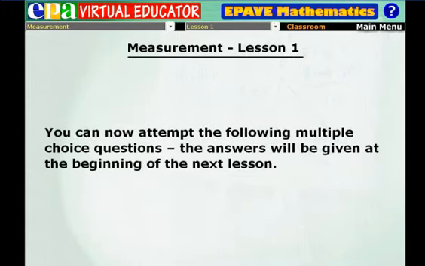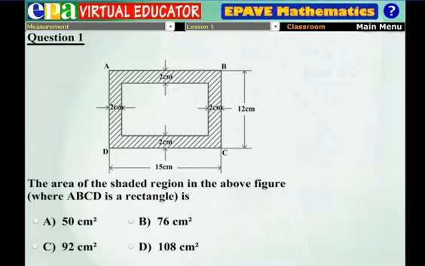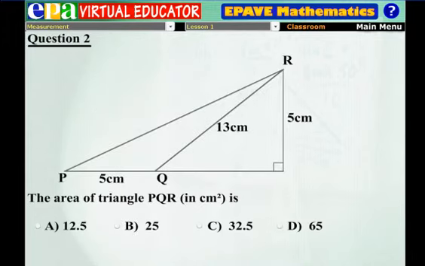You can now attempt the following multiple choice questions. The answers will be given at the beginning of the next lesson. Is the area of the shaded region in this figure, where ABCD is a rectangle, equal to A, B, C, or D? What is the area of triangle PQR in centimeters squared? Is it A, B, C, or D?